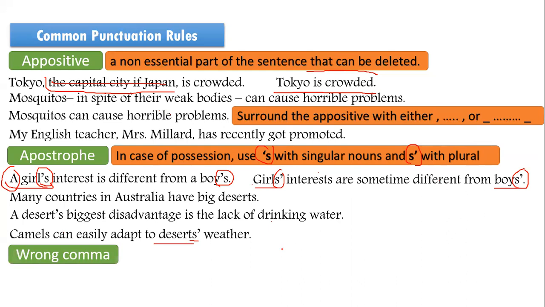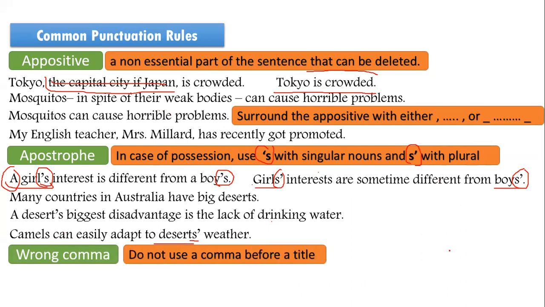We said before, use the comma only when needed and only when you correctly use it. Do not use a comma before a title. Do not use a comma before a preposition. Do not use a comma before anything that does not need a comma. Do not use a comma to separate a subject from its verb or an adjective from the noun it describes.